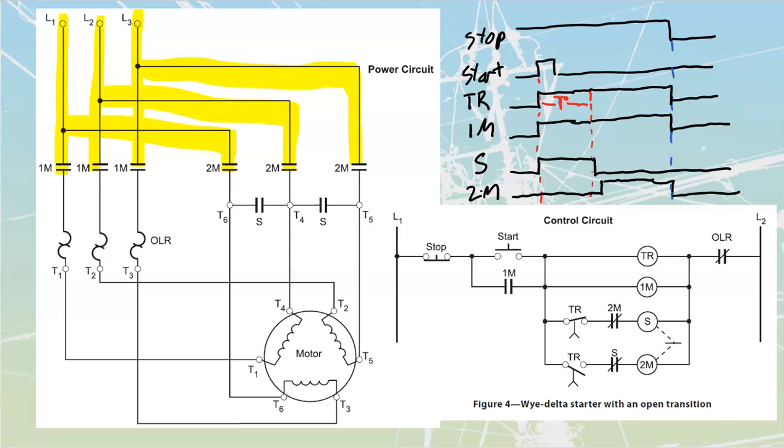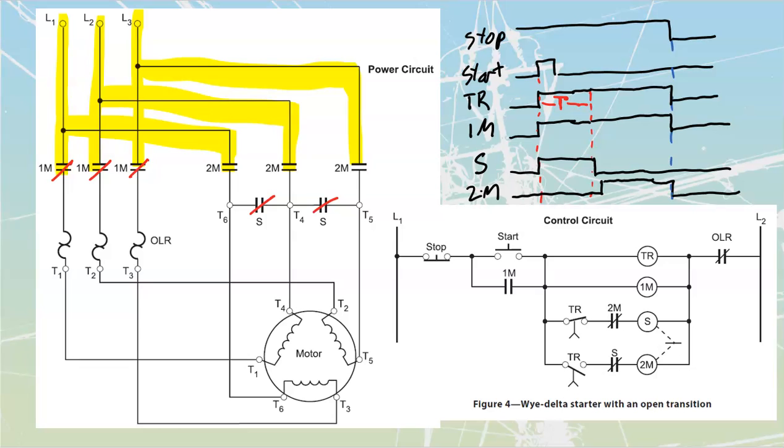What we'll next do is say that the instant that we press start, we see that a couple things happen. There's going to be TR. I see I've got no TR contacts on here. That's going to close. 1M is going to close. That's going to be all of these ones over here. And S is also going to close, which is going to be these ones over here.